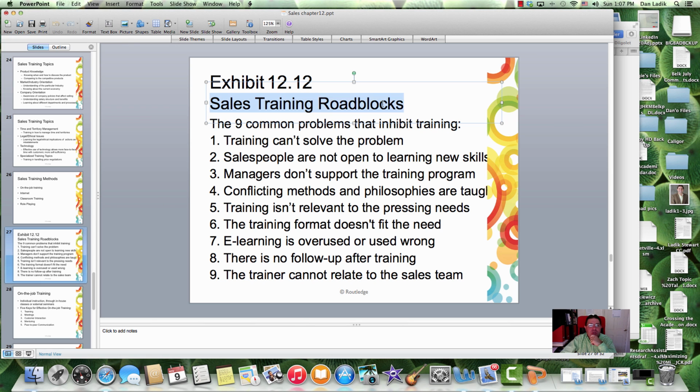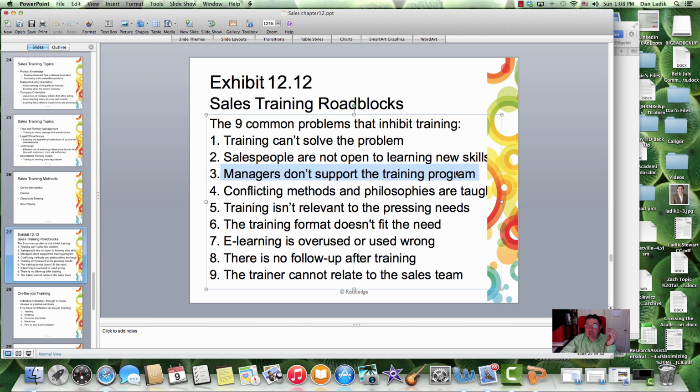Sales training roadblocks. Nine common problems that kill training, inhibit training. Training in and of itself cannot solve all your problems. Some salespeople think, I know what I do, I know my strengths, I know my weaknesses, I don't think I'm going to learn anything new at this point, I'm too old.